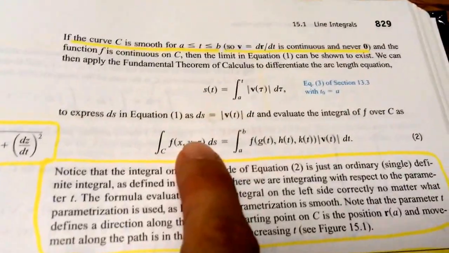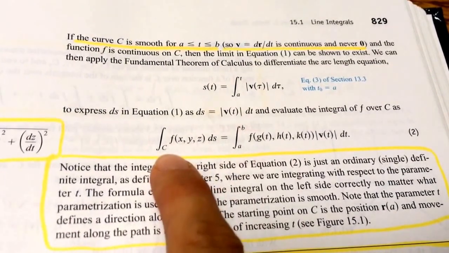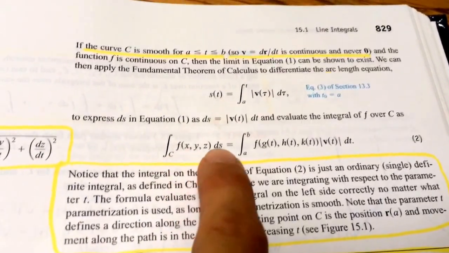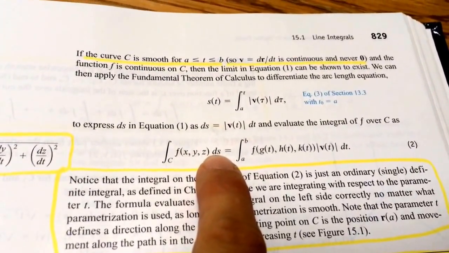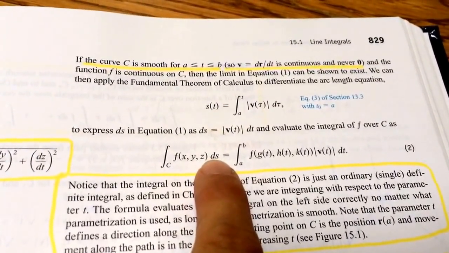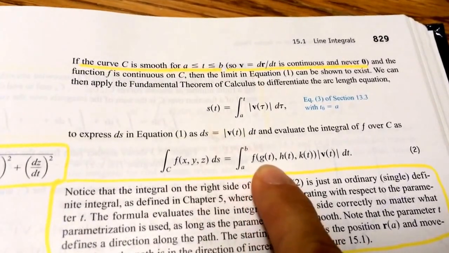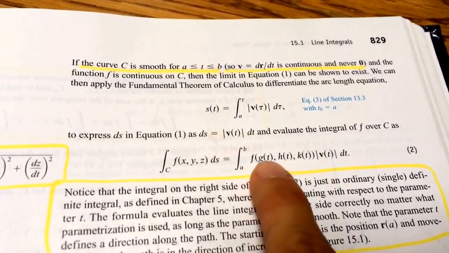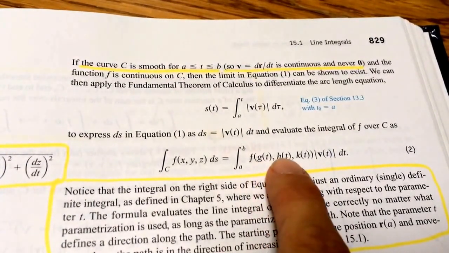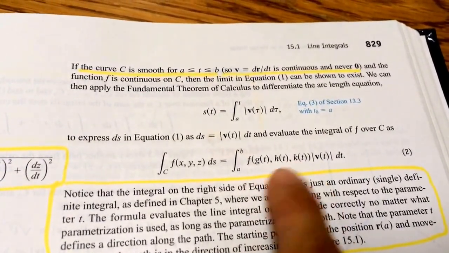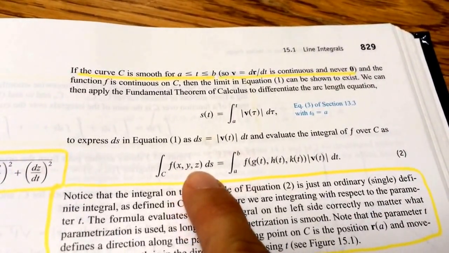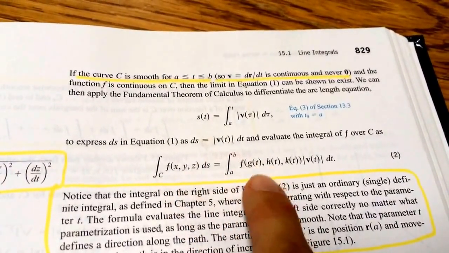Okay, so what you have here is the formula. It's actually down here too, but here's where they talk about it for the first time. So you're integrating over some curve, a function of three variables, with respect to arc length. That's what this ds is. The ds is with respect to arc length. And you're going to take your functions of t, so this is like x of t, y of t, z of t, and you're going to plug those into your function here, and it's going to change from a function of three variables to a function of one variable because it's just going to be t.